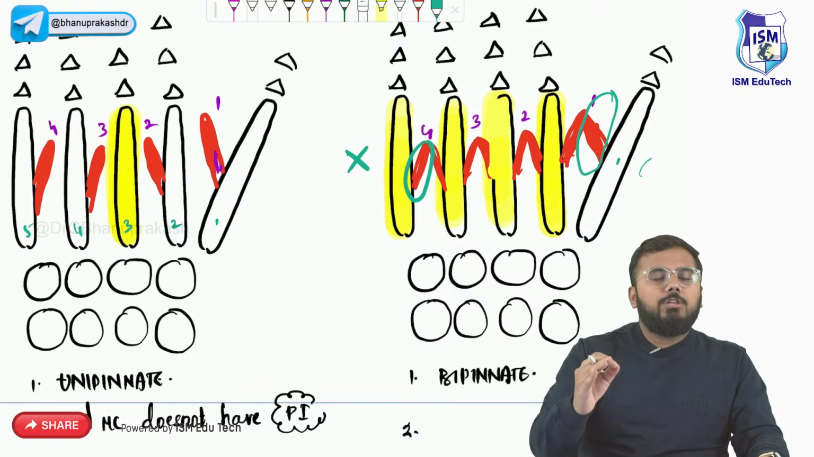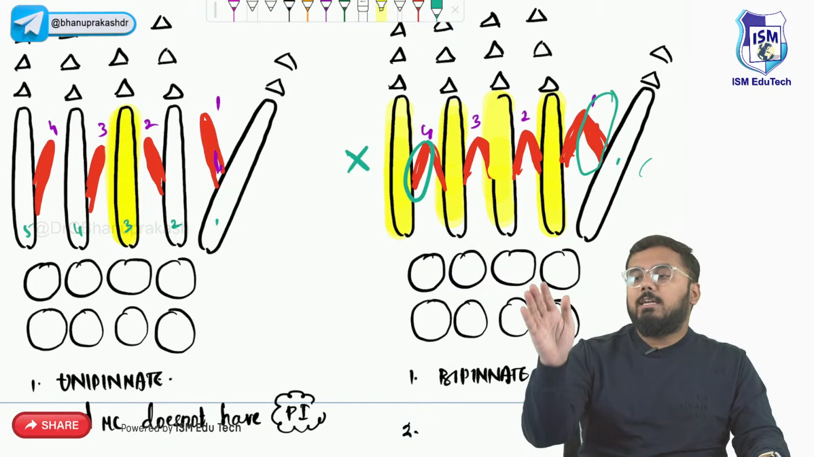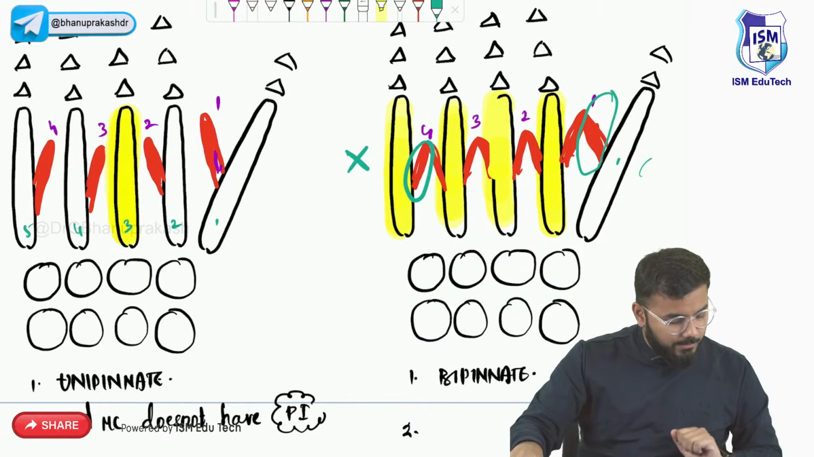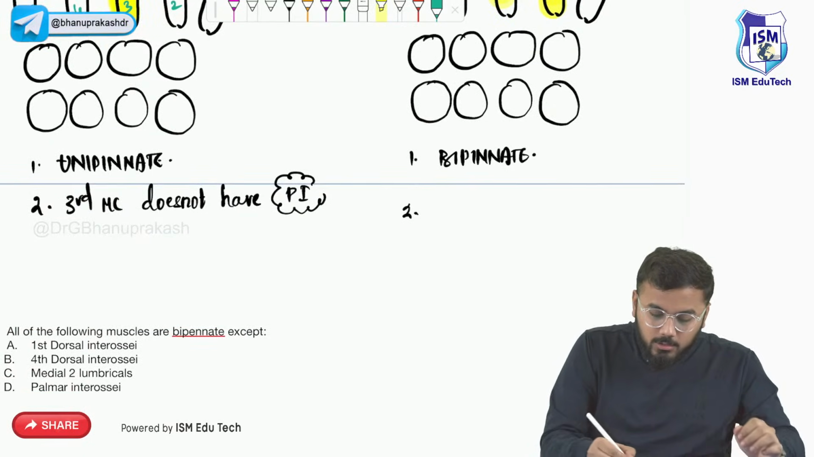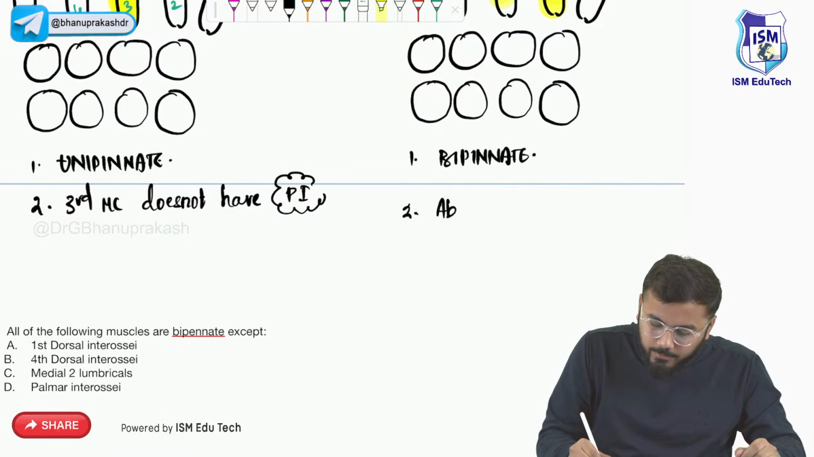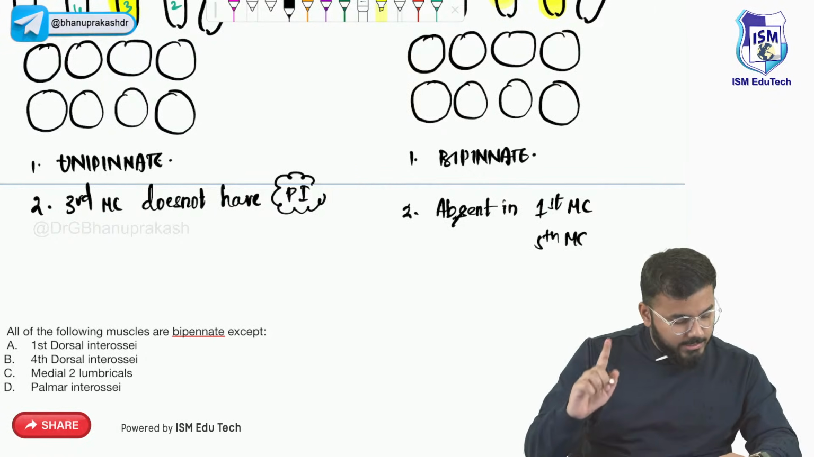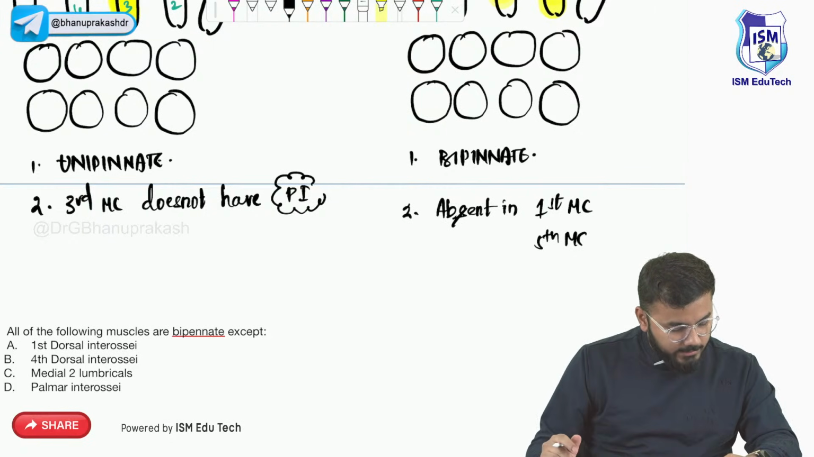So dorsal interossei are absent in which fingers? Dorsal interossei are absent in the first metacarpal as well as the fifth metacarpal. Is it clear, all of you? Dorsal interossei are absent in first metacarpal as well as the fifth metacarpal. Is everyone understanding, guys? Yeah, very good, Sharpraj.